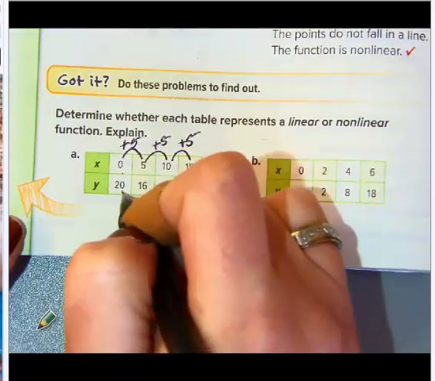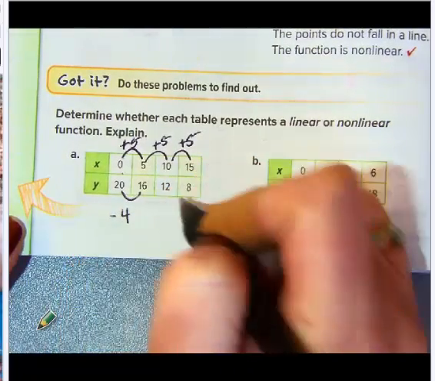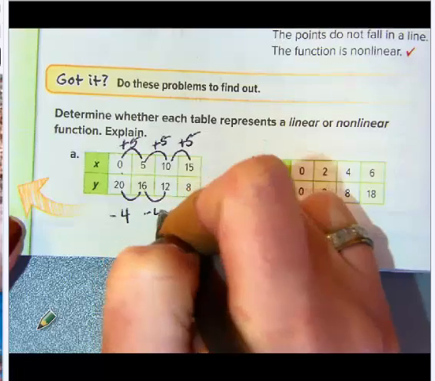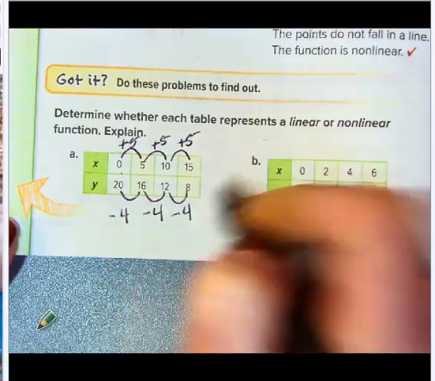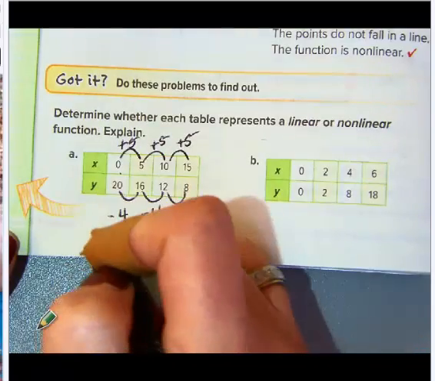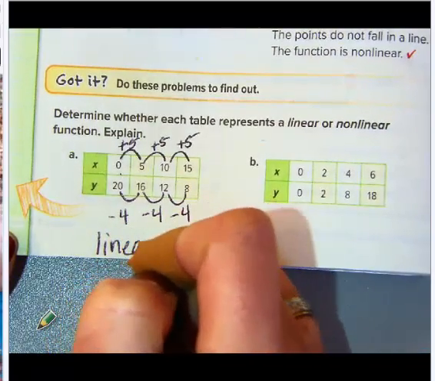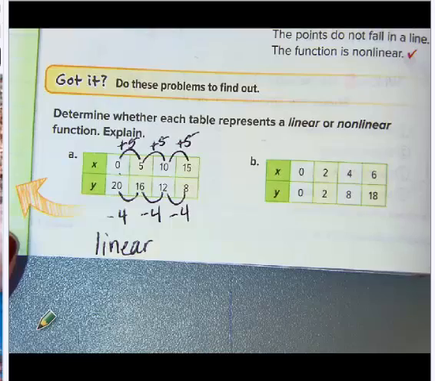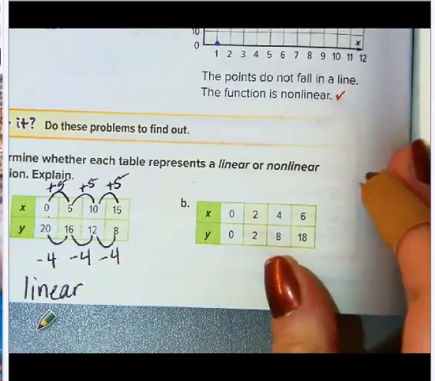My change in y here is a negative 4. Here is a negative 4, and here is a negative 4. These are all the same numbers, so therefore this one is linear. Not too bad.